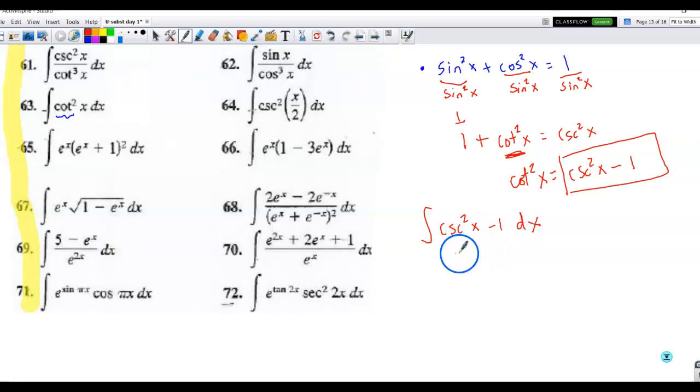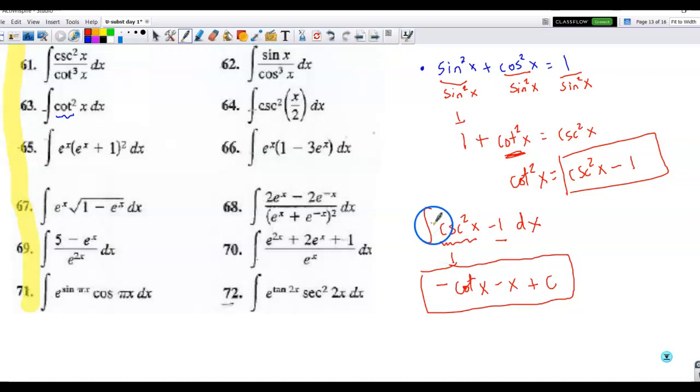And now I don't even need any U substitution because I do know a function that has a derivative of cosecant squared. The derivative of cotangent is negative cosecant squared. So the antiderivative here becomes negative cotangent x, and the antiderivative of 1 is x, plus c. So that one was a little bit sneaky, and you had to pull on some deep resources and think about the Pythagorean identities to actually get that one to come out. Didn't turn out to be a U sub at all. It became a prior knowledge problem.